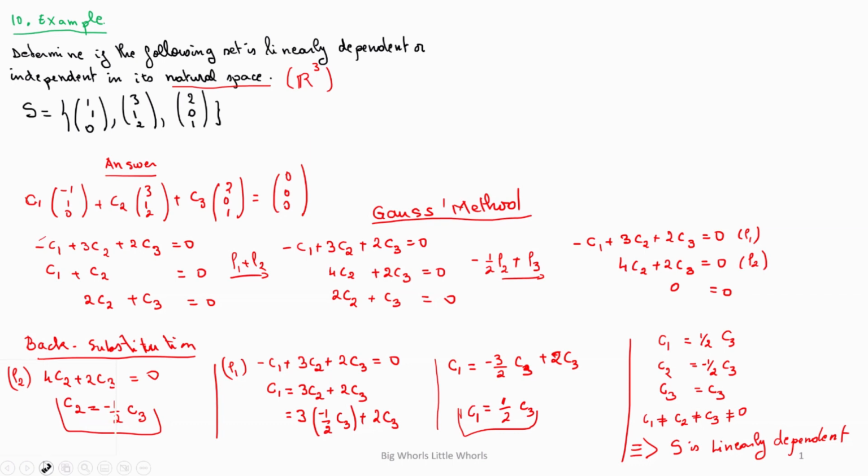Just a small typo here. Our set here is (-1, 1, 0). Let's make sure that everything is right. Yes, I think that's fine.